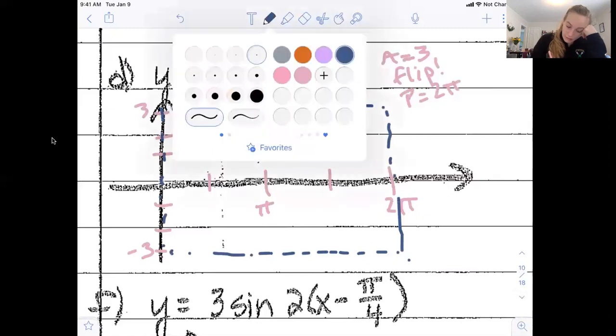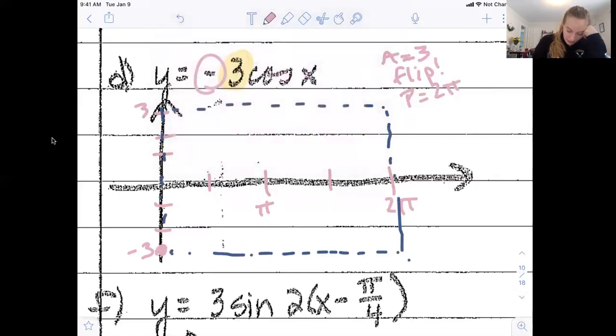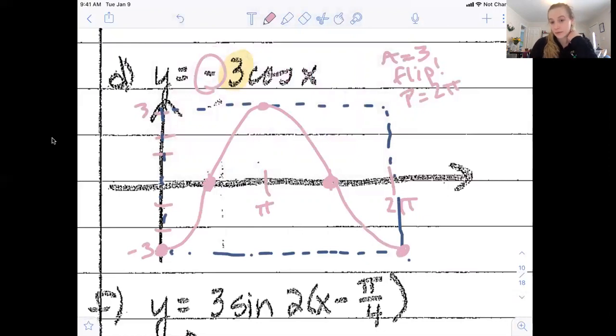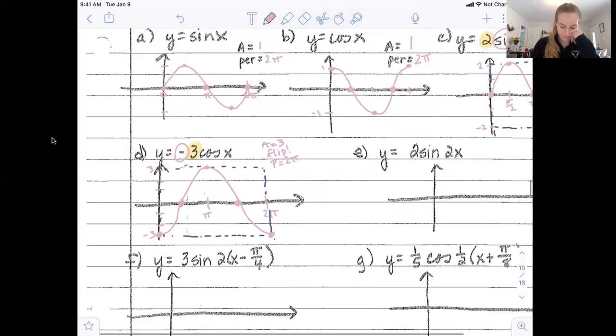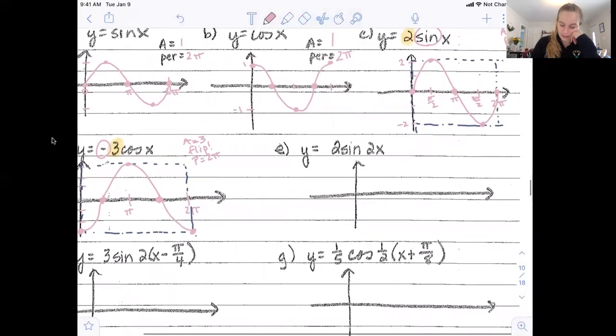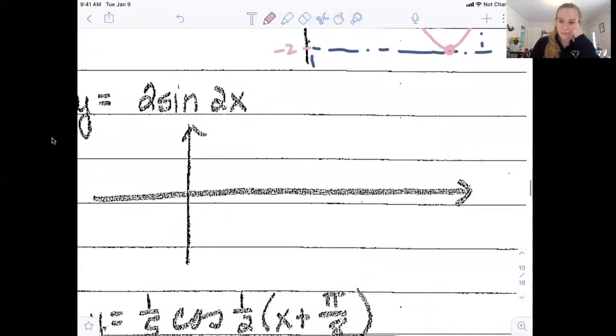Again, it's a negative cosine, which means that I start down low, I end down low, my middle is the highest, and then in between I hit my zero mark. So, that's good enough. It's a negative cosine graph. All right, one more of our easy ones. Again, if you need to, you can always stop and go back and review these.